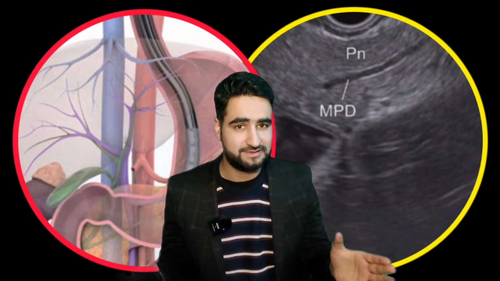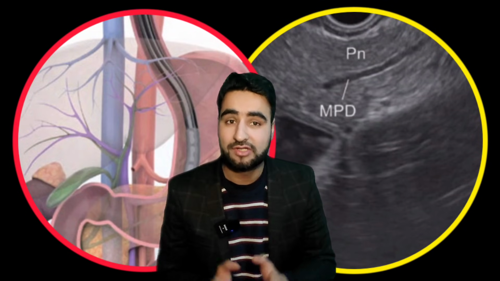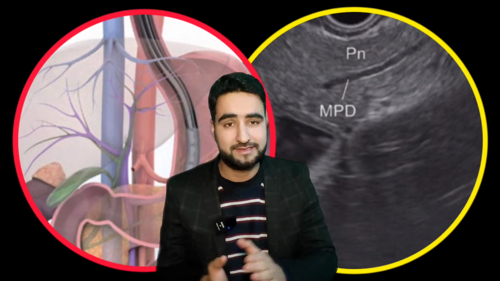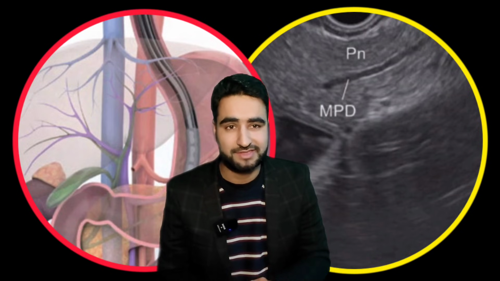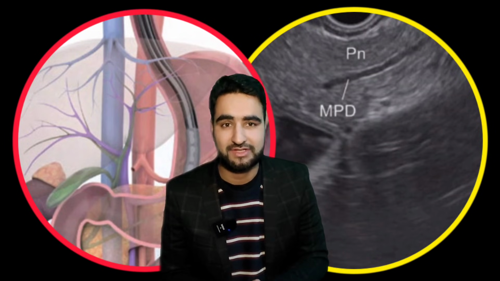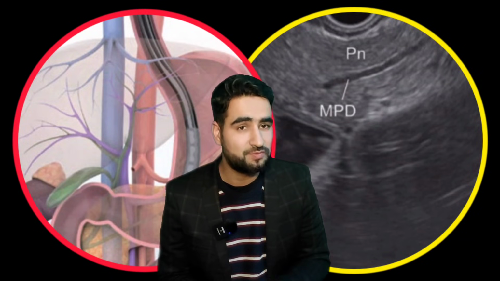Now slowly withdraw your scope while continuously visualizing main pancreatic duct. This allows you to observe the neck of pancreas in detail. This retrograde visualization helps confirm your anatomical understanding and ensures you haven't missed any pathology. At the neck of pancreas, turn your scope clockwise.